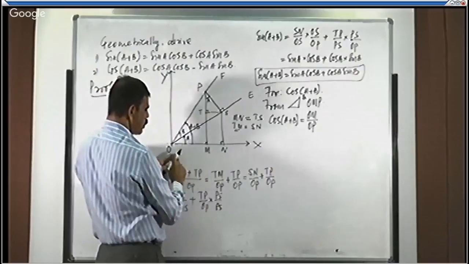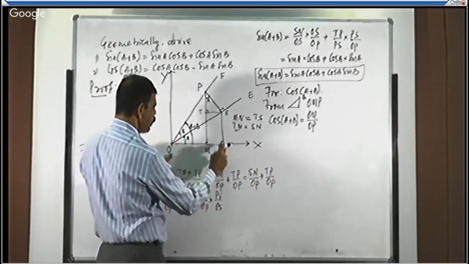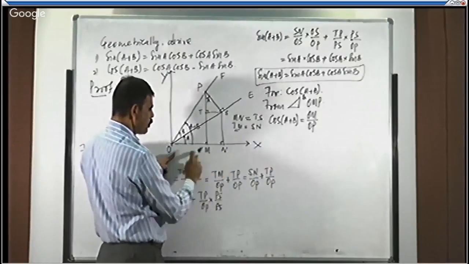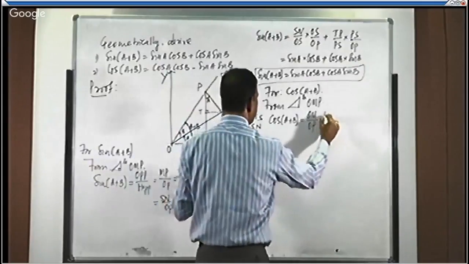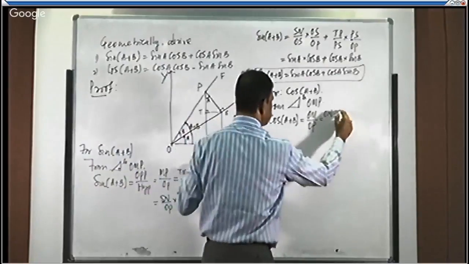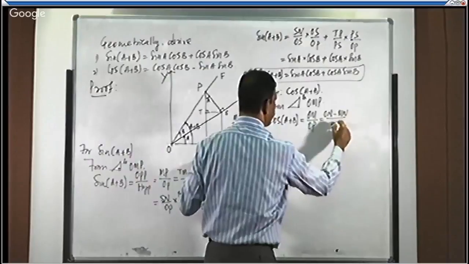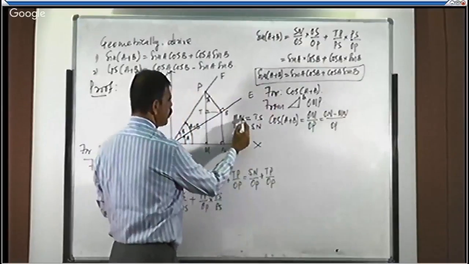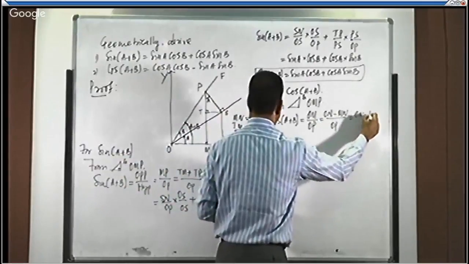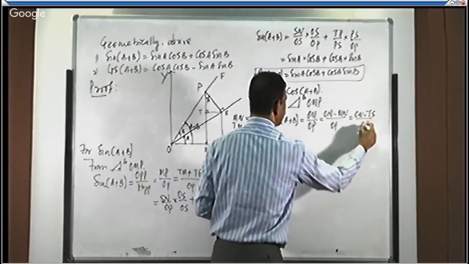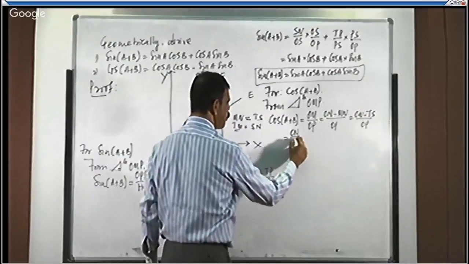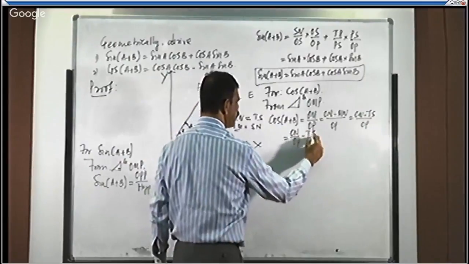OM, can I take in terms of ON? ON minus MN. If I want to extend OM till ON, what I should do? I should take it as ON minus MN divided by OP. See, what is MN? MN is equal to TS. ON minus TS divided by OP. Now, split the denominator for both numerator. ON divided by OP minus TS divided by OP.